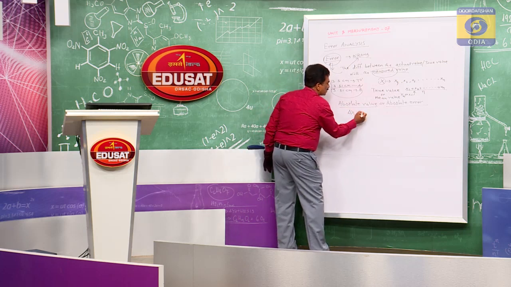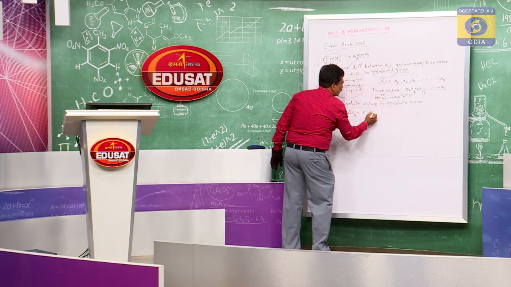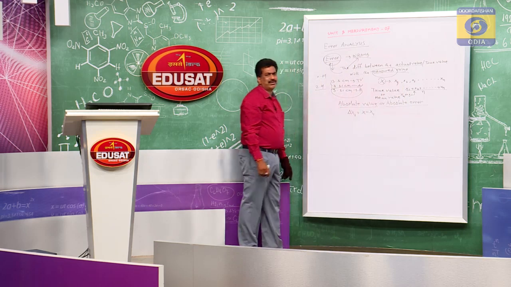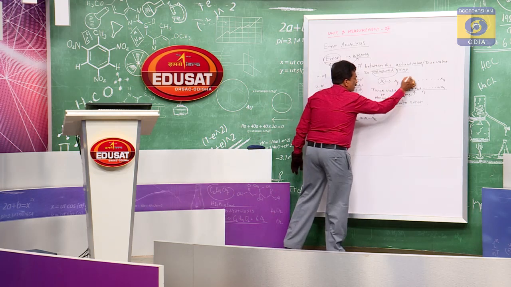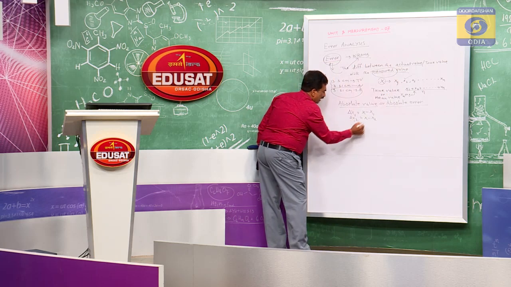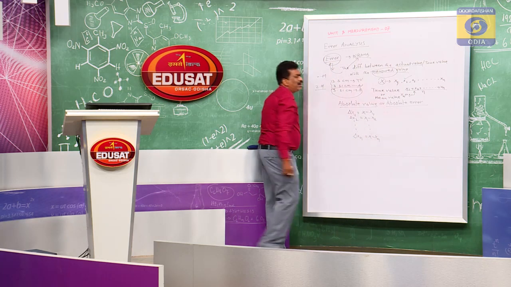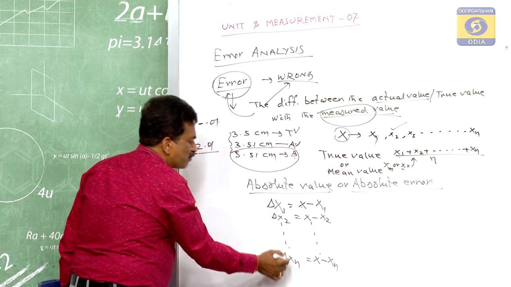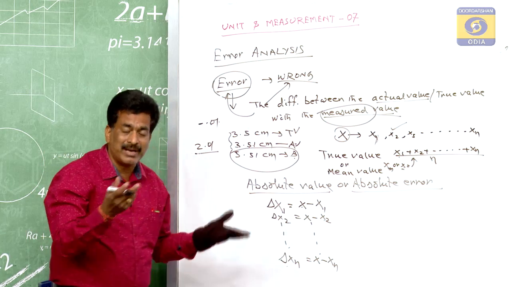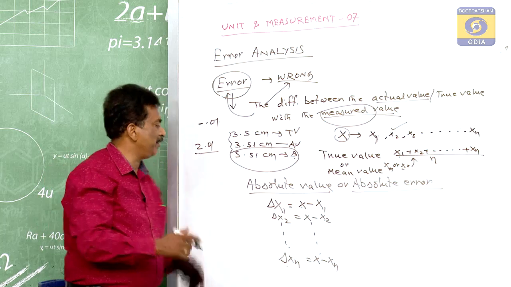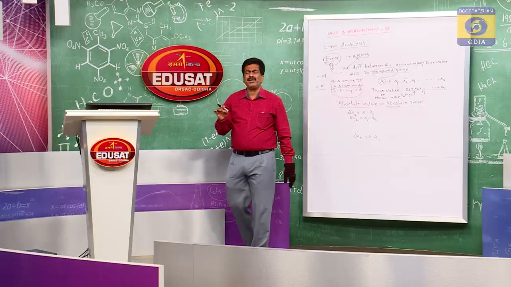For the first observation, we take the difference between the true value x and the first measurement x1, so delta x1 equals x minus x1, and then delta x2 equals x minus the second measurement x2, and likewise delta xn equals x minus xn. So these are the absolute errors. Delta x1, delta x2, delta x3 may be positive or negative. So the absolute errors may be positive or negative.